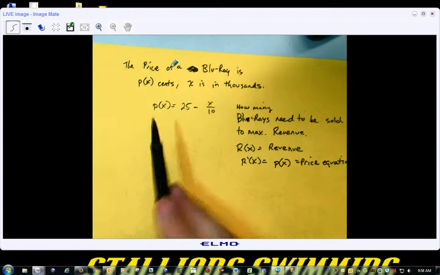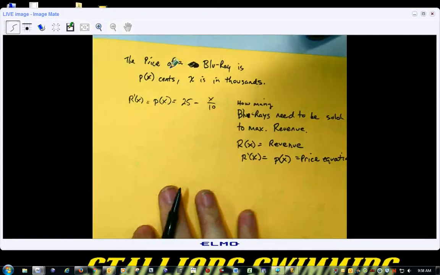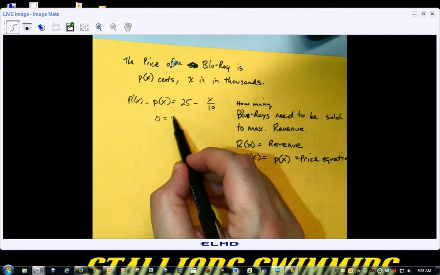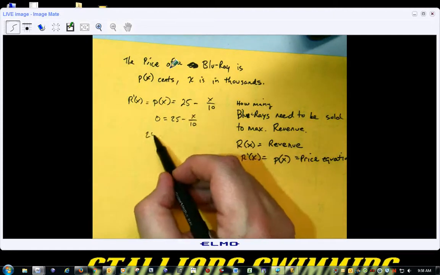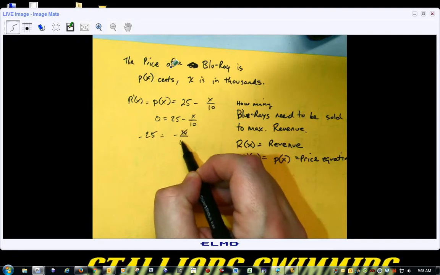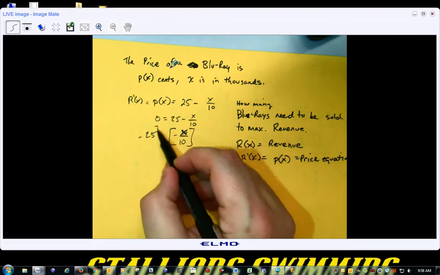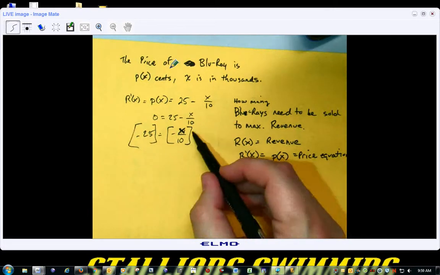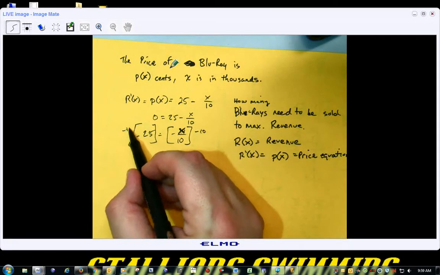So now, if I want to maximize this, knowing that this is actually R prime of X, set it equal to 0. Subtract 25, is equal to negative X over 10. Then what do we do? Multiply by negative 10. So that would be 250.